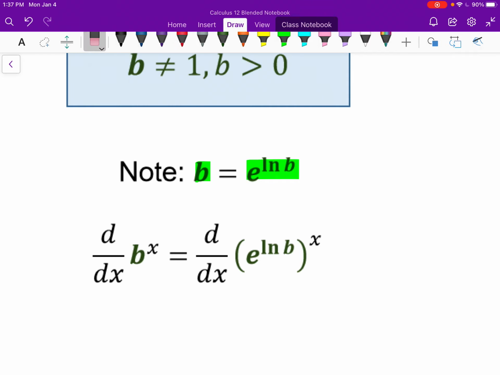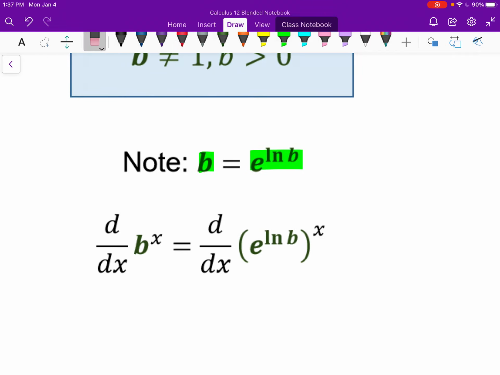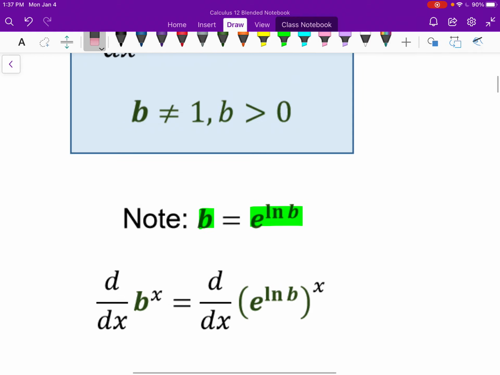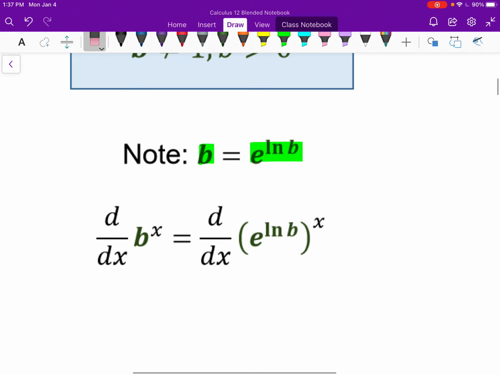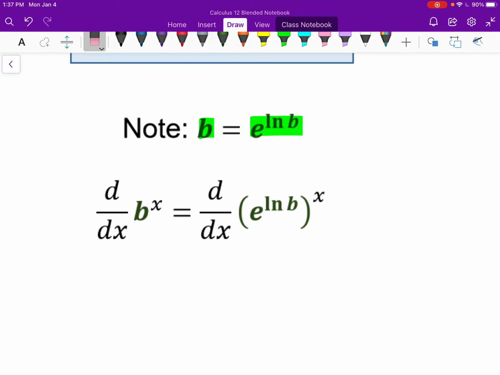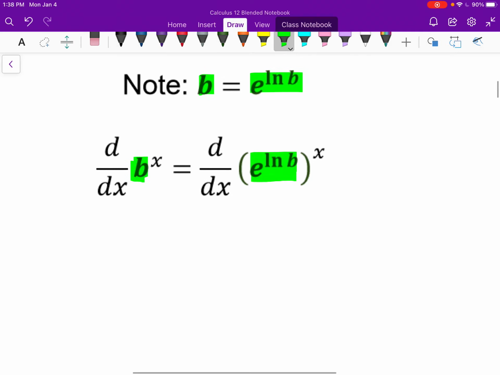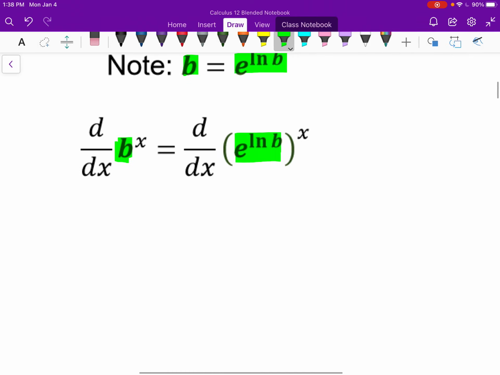Okay. However, I don't want to cancel them out. To prove that the derivative of b to the power of x is b to the power of x times the ln of b, I want to start by writing b to the power of x as what you see here. So instead of b to the power of x, I have e to the power of ln b, to the power of x. Everything that's highlighted in green is equivalent. The reason I'm going to do this is, although what you see on the right is messier than what I have on the left, I've now written it as an exponential function with the base of e. And we've seen before today how we can differentiate that. And so to differentiate what you see on the right, I need to use the chain rule.